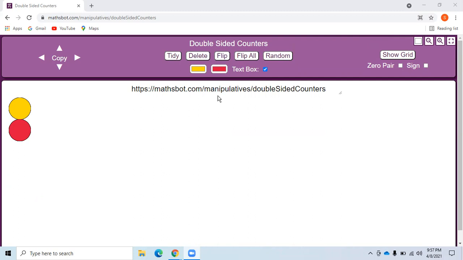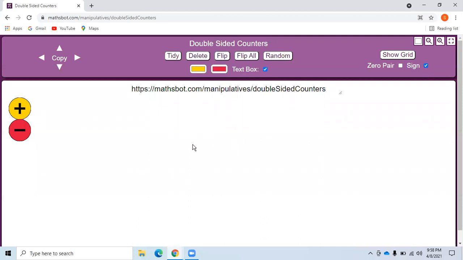Zero pairs are very helpful when we add or subtract integers because zero is the additive identity. Adding zero to a number, or for that matter, subtracting it, gives us the number. Counters can be used to model integers. In our model, yellow is positive and red is negative. I'm going to turn on the signs so that we can remind ourselves of that.